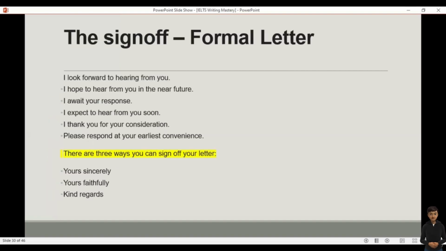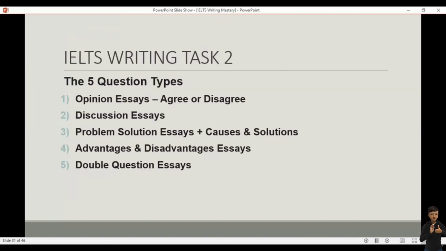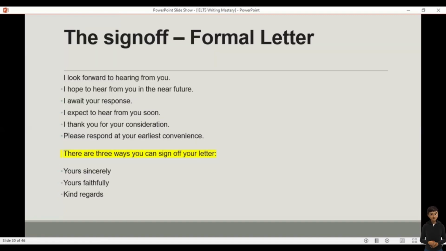Next, we have the sign off for the formal letter. I look forward to hearing from you. I hope to hear from you in the near future. I await your response. I expect to hear from you soon. I thank you for your consideration. Please respond at your earliest convenience. There are three ways you can sign off your formal letter: yours sincerely, yours faithfully, and kind regards. So that's all about how you can do the sign off for a formal letter.